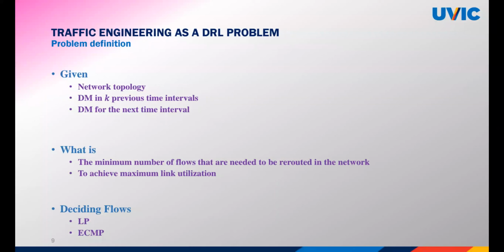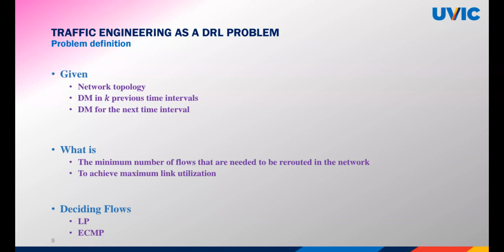The problem that we use DRL to solve in this section is as follows. Given the network topology and demand matrix in k previous time intervals and the demand matrix for the next time interval, we want to see what is the minimum number of flows that need to be rerouted in the network in order to achieve max link utilization. We call this set of flows deciding flows. The size of this set of flows can be different for each different state of the network.